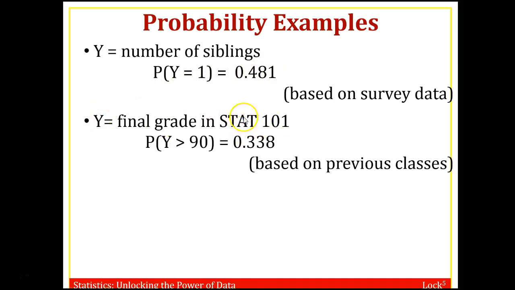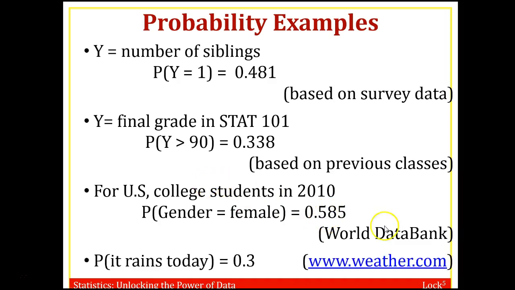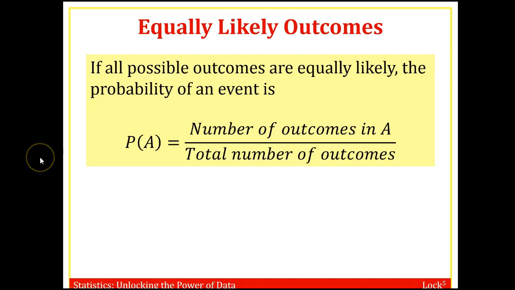This came from a textbook, the author's data, final grade in an elementary statistics course. Y is the final grade. So what is the probability that a randomly selected person got greater than 90% in the grade? 33.8%. Very high scoring class. Looking at World Data Bank data for college students in 2010, what is the probability that a randomly selected college student is female? Well, it's getting close to 60%, 58.5%. And lastly, looking at weather, I have not updated this, but probably if it rains today would be a 0.3, or whatever the weather app says.